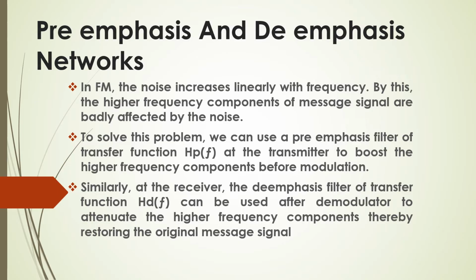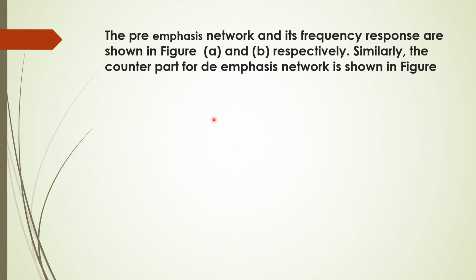De-emphasis filter is nothing but it's like a low pass filter. It is used to decrease or attenuate the larger amplitude signals or already boosted signals to get the original signal. Now let's see the circuit diagram of pre-emphasis. Here the pre-emphasis network and its frequency response are shown in figures A and B respectively. Similarly, the counterpart, the de-emphasis network, is shown in the figure.